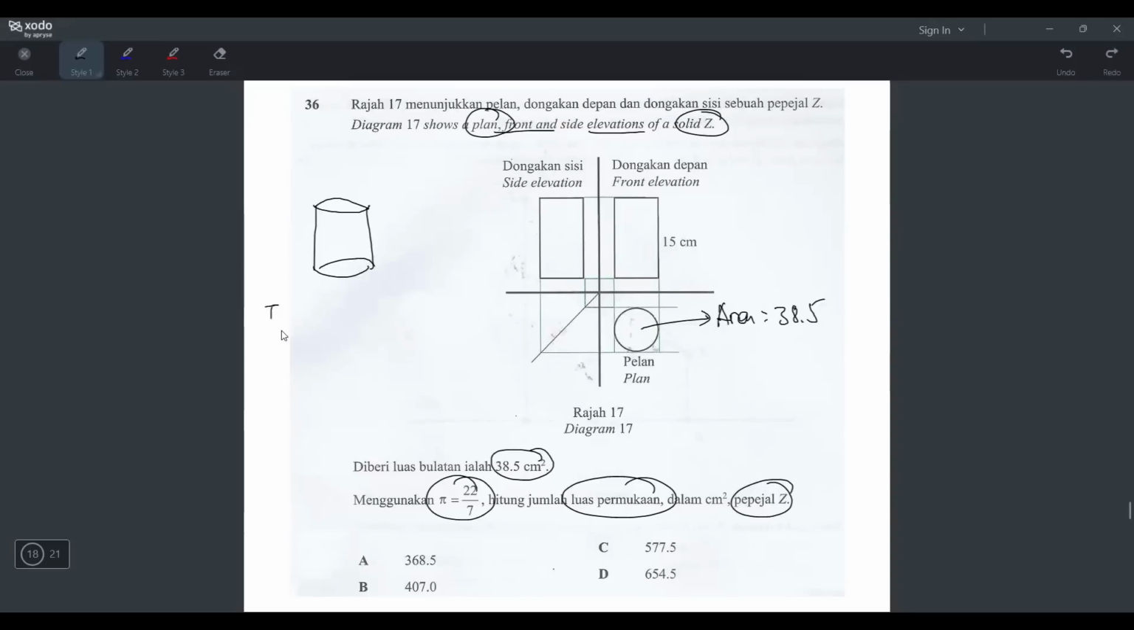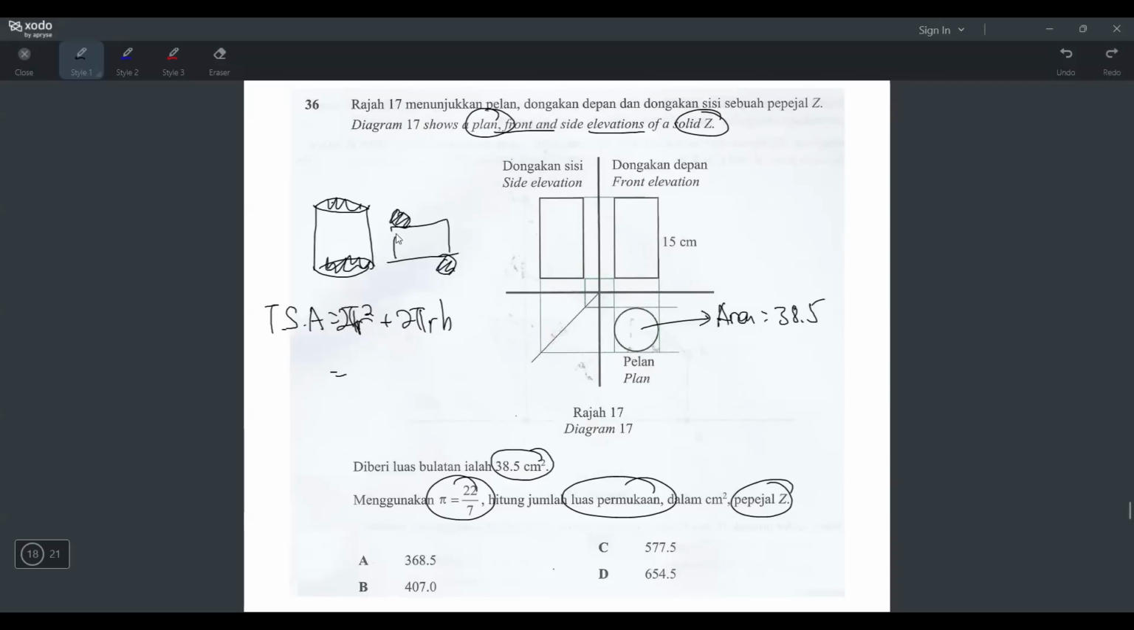Okay, let's talk about how to find the total surface area of a cylinder first. The total surface area will be 2 pi r square plus 2 pi r h. This is the formula. Okay, and this formula actually comes from the two circles, because the area of a circle is pi r square, pi r square. That's why it's 2 pi r square.